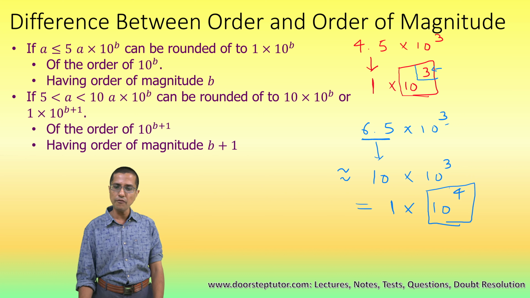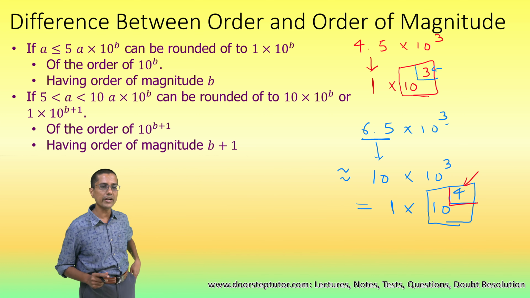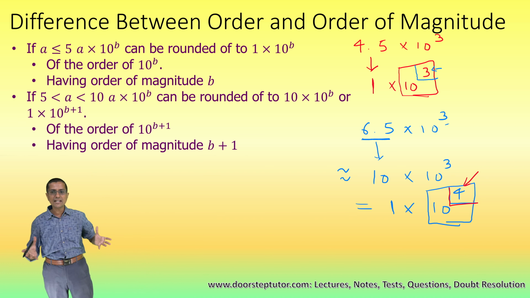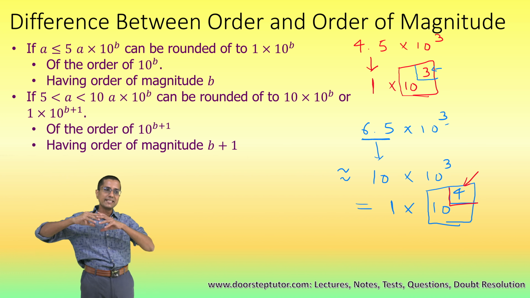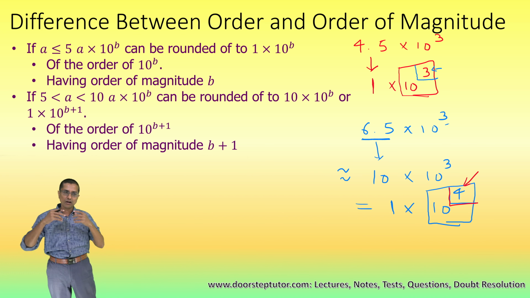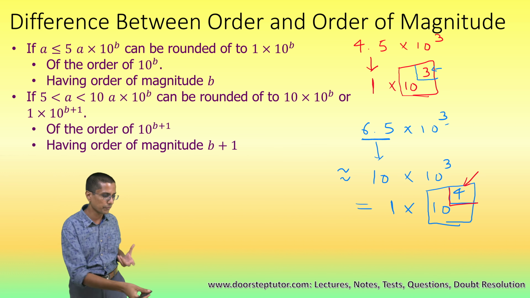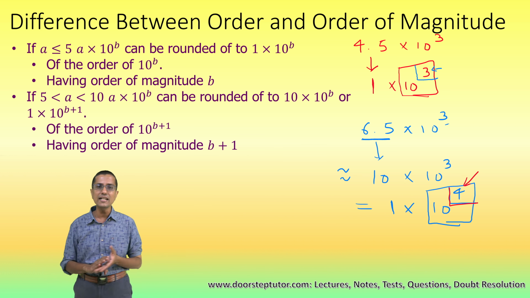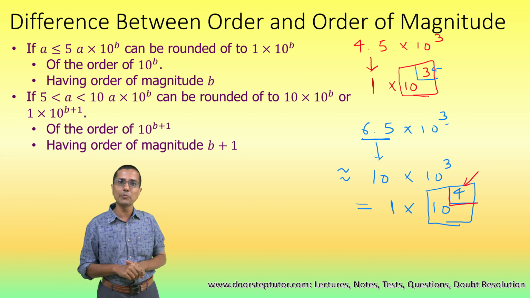And the order of magnitude is just this, just 4. Hopefully things are very, very clear. The entire thing, 10 raised to power b or 10 raised to power b plus 1, is the order, and the order of magnitude is either b or b plus 1, depending upon whether a was less than or greater than 5 in the first place. Hopefully this is very, very clear. You will be able to solve numericals based on this.